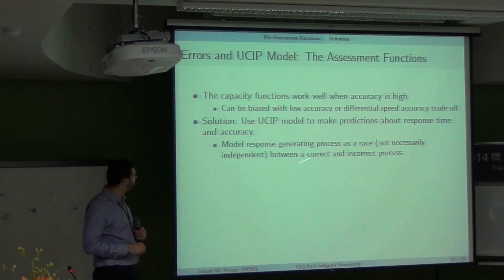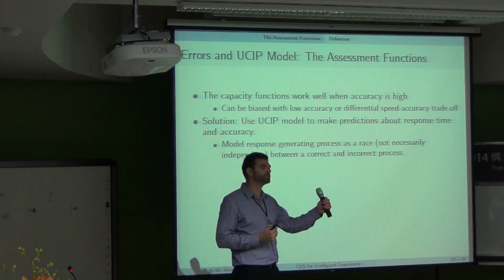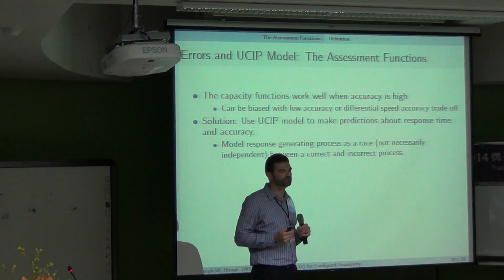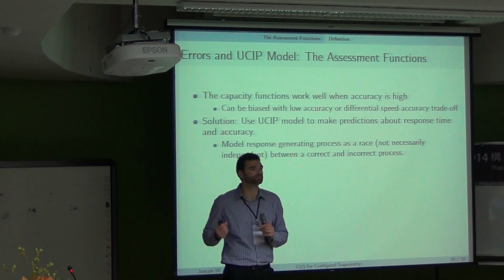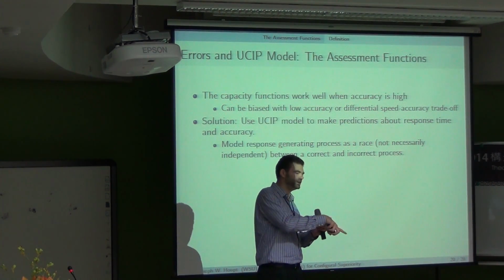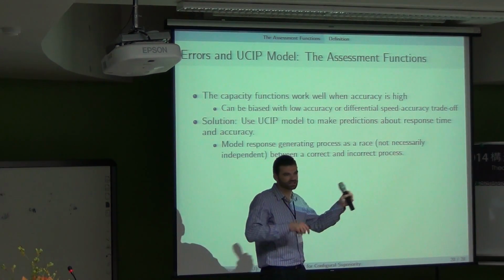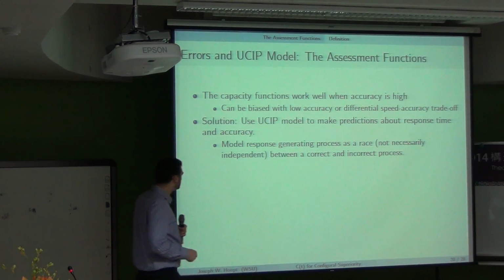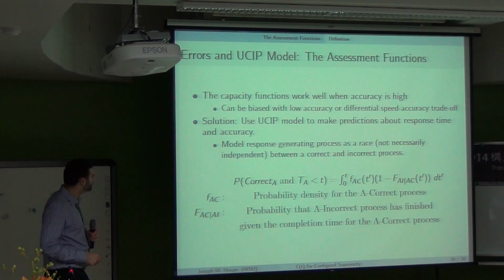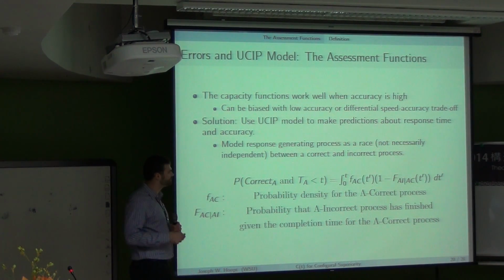So the idea of this model is we generate the response as a race between a correct process and an incorrect process. They don't necessarily have to be an independent race. It could be something more like a Ratcliff diffusion model, where you're perfectly negatively correlated between getting evidence for yes answers and no answers. So this is the basic form we're going to use to build up an assessment function.